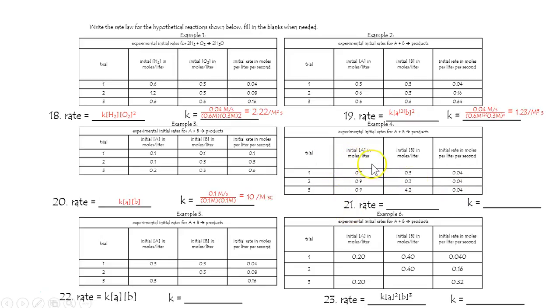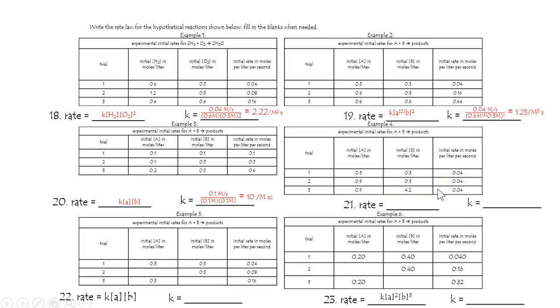For number 21, we have A plus B turning into products, and tripling A while keeping B constant doesn't do anything. Hey, look at this. No matter what they do, the rate is always the same. And in trial 2, I think they are keeping A constant for 2 and 3 and really increasing B. I don't even know by what fold, but it doesn't matter because it has no effect.